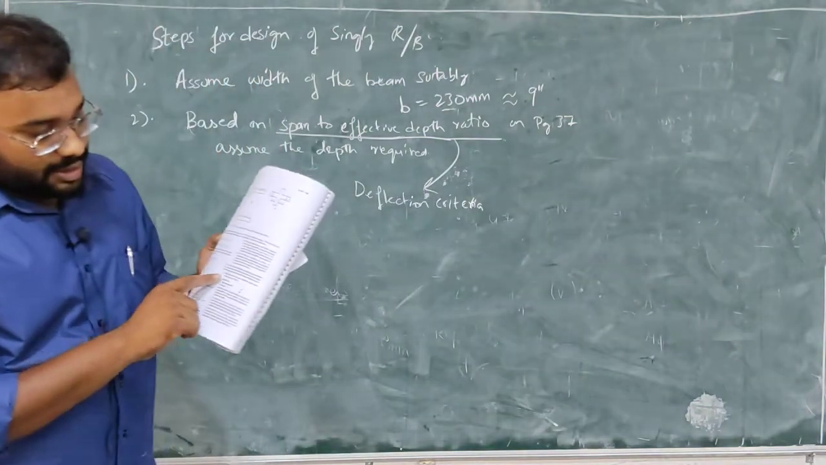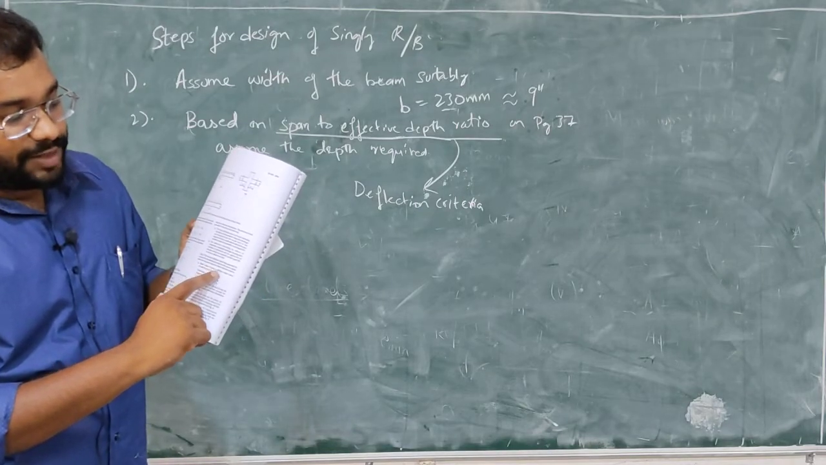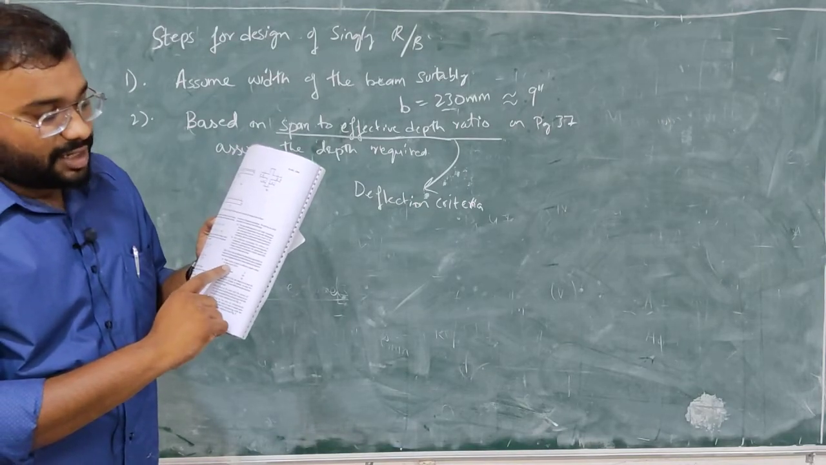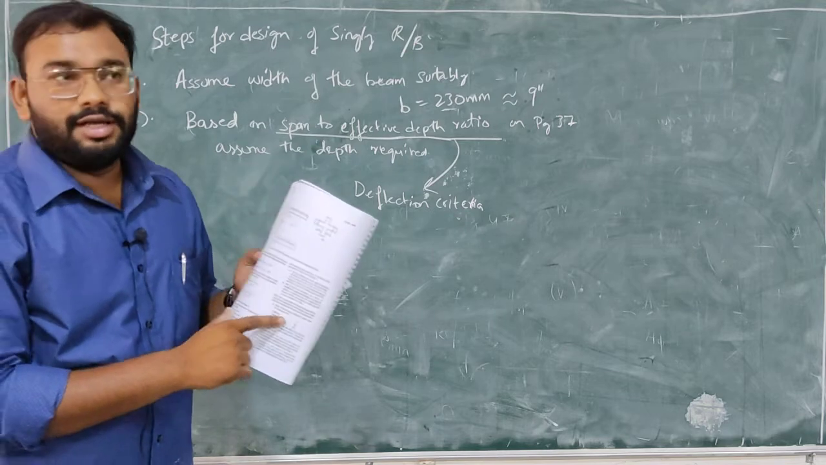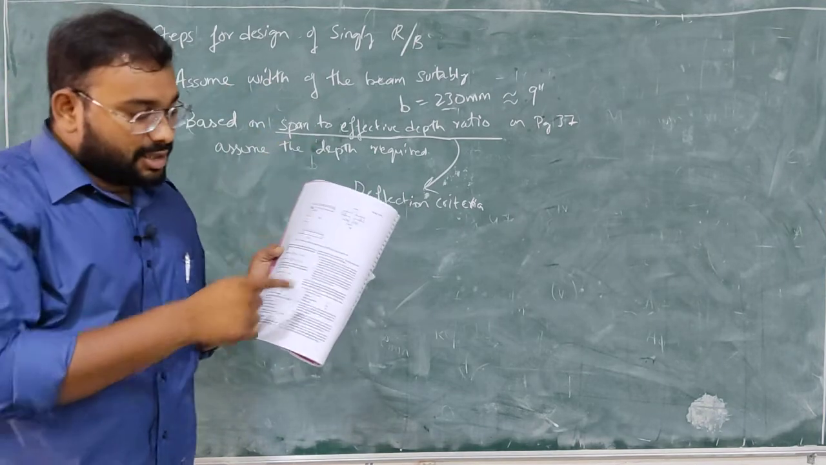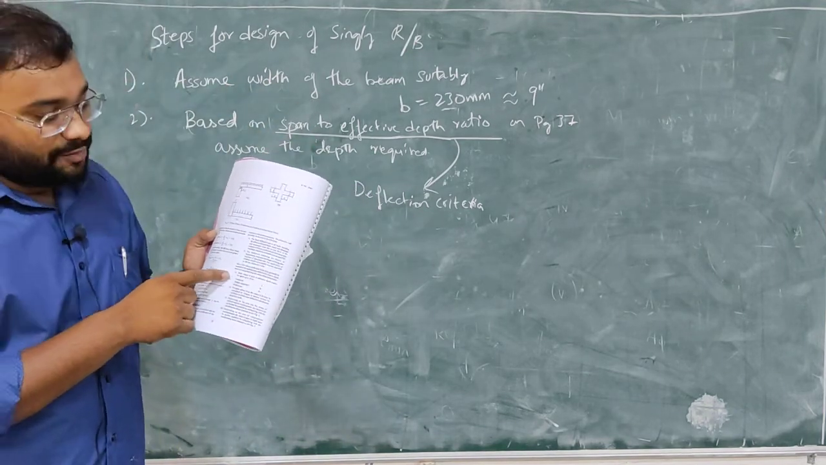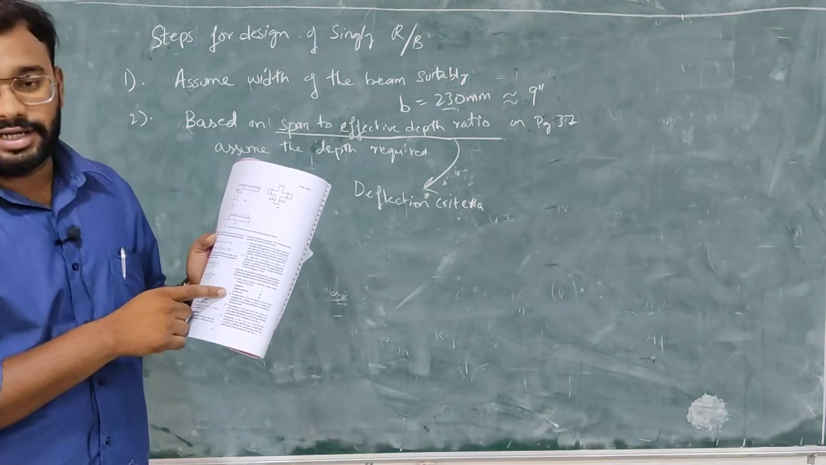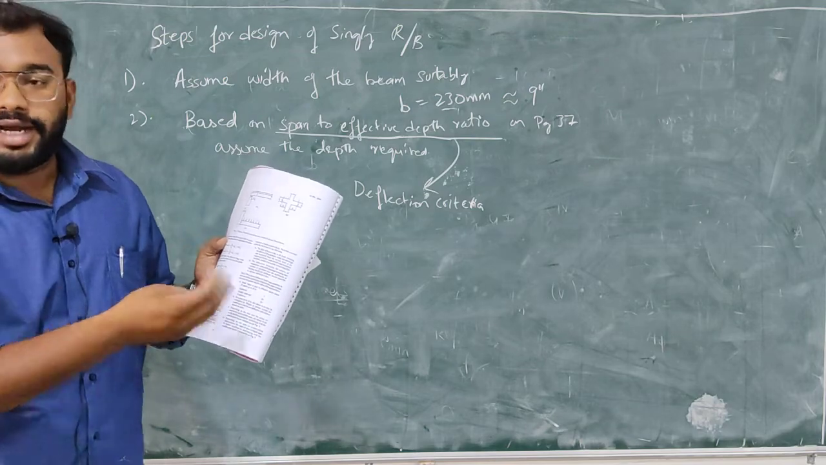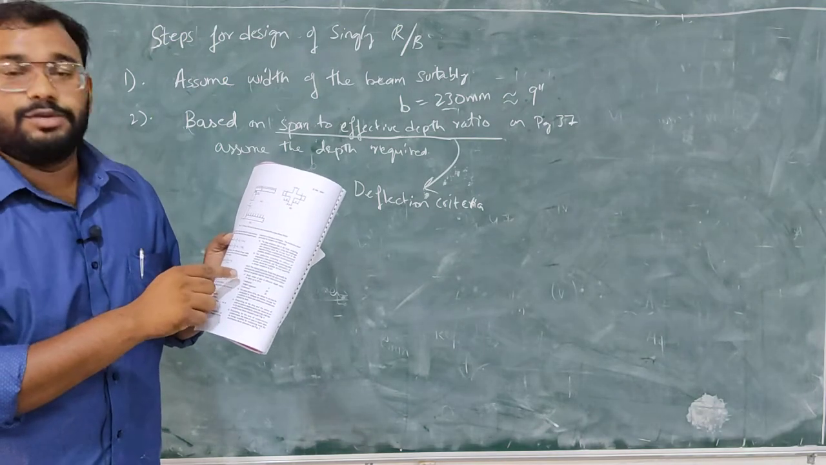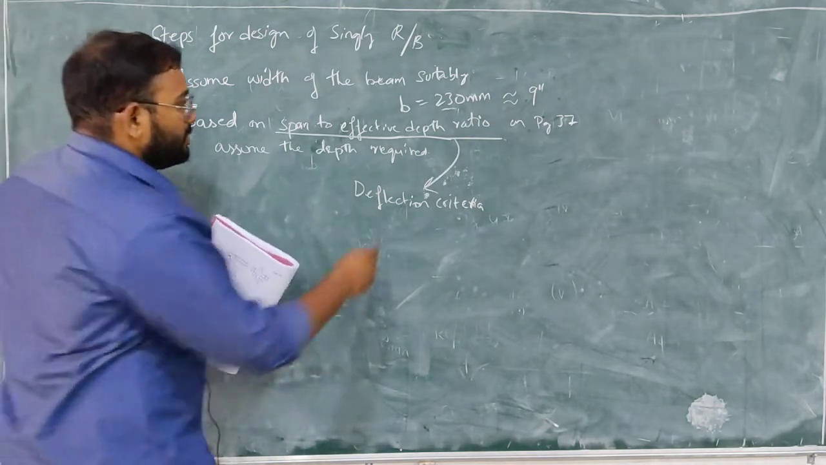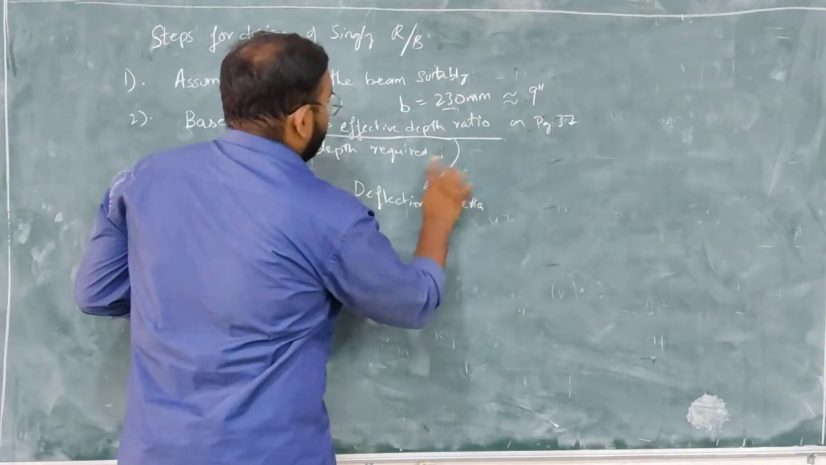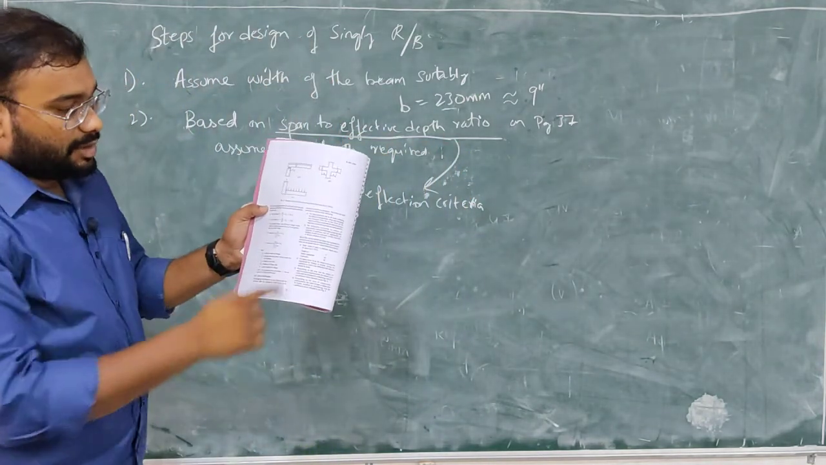Here it is mentioned basic values of span to effective depth ratios for span up to 10 meters. Okay, for a span of 10 meters, the values are given to you. You have three types of values: first is cantilever, simply supported, and continuous. So based on the end conditions, you have values available here. Depth required is based on end conditions.